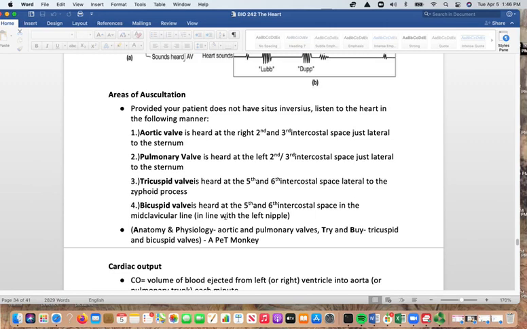So one way to remember this, there's a couple of mnemonics: anatomy and physiology, aortic and pulmonic, pulmonary valves, tri and bi, tricuspid and bicuspid valves. The one that I learned was A, pet monkey, so A, P, T, M. So you use whatever helps you remember it.